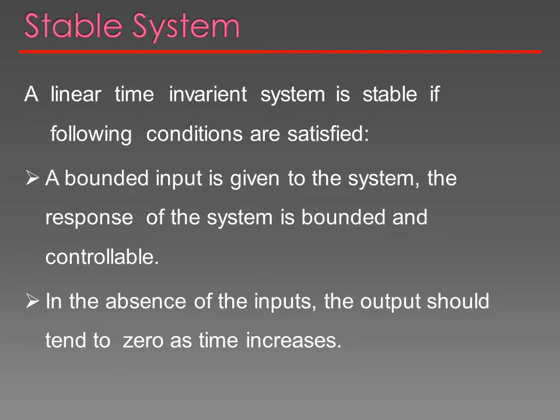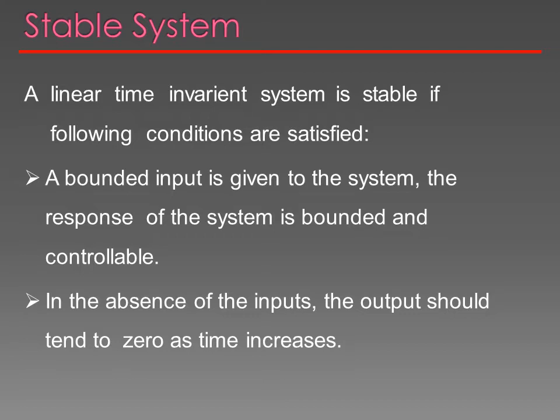Stable system. A linear time invariant system is stable if the following conditions are satisfied. First, a bounded input is given to the system. The response of the system is bounded and controllable. See, when we give a bounded input to the control system, if its response is also bounded and it is in our control, then this system is called a stable system.